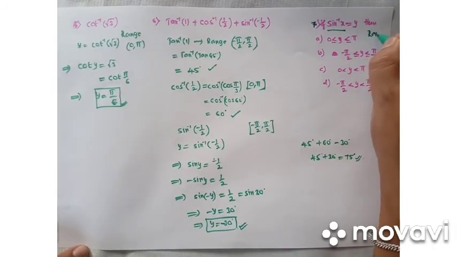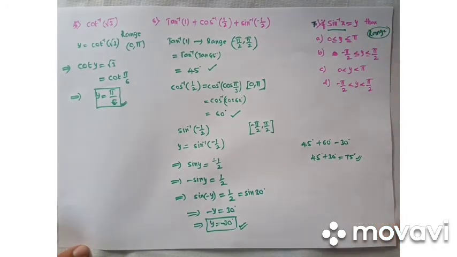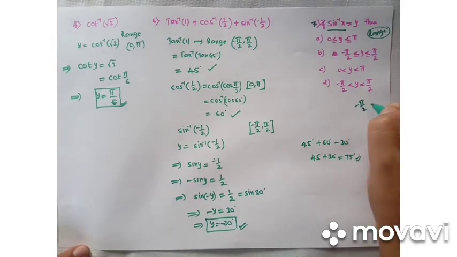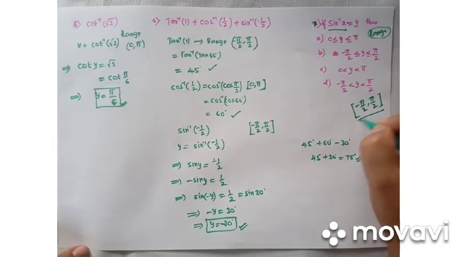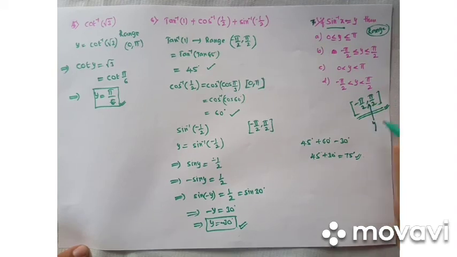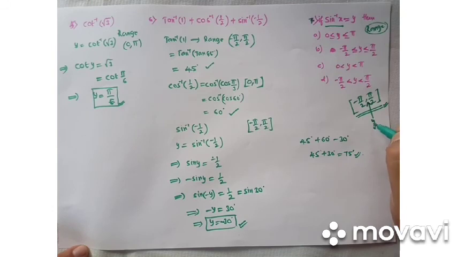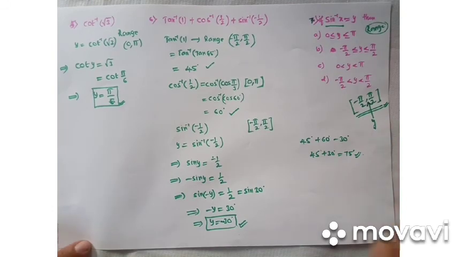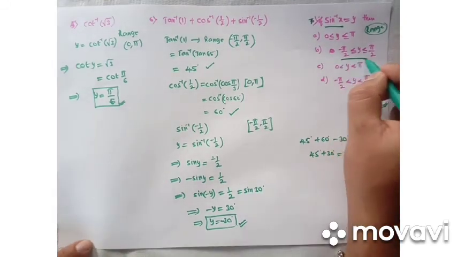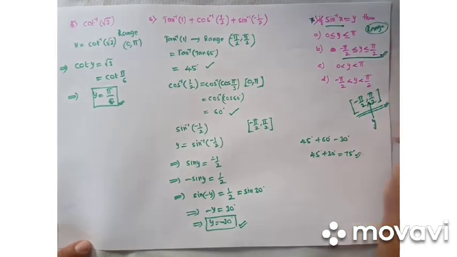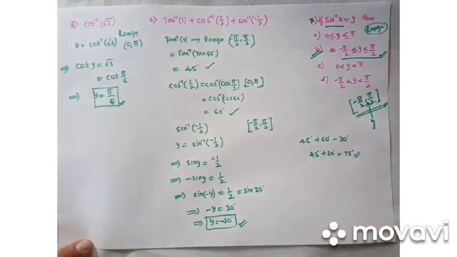So what is the range of sin inverse? The sin inverse range, as we already know, is minus pi by 2 to plus pi by 2, and those two are both closed intervals. So the minus pi by 2 value is also included, the plus pi by 2 value is also included, and the y value will lie in between minus pi by 2 to plus pi by 2. So this is your value, minus pi by 2 to plus pi by 2, option B.